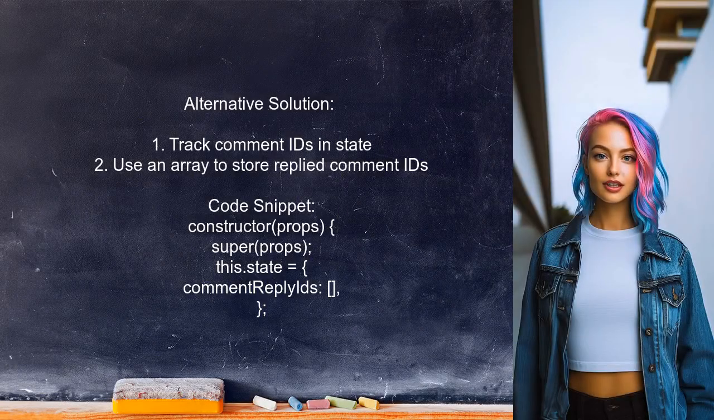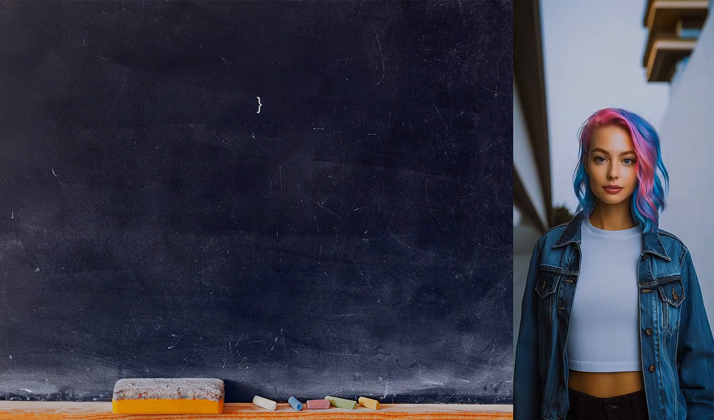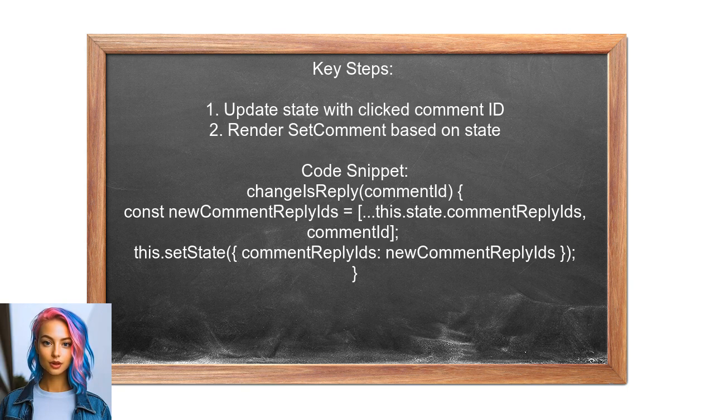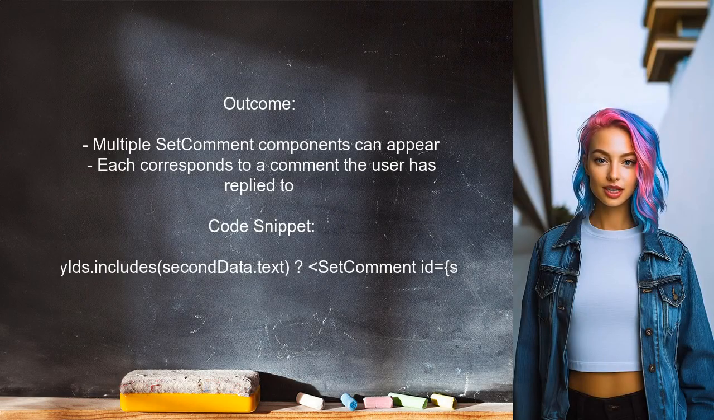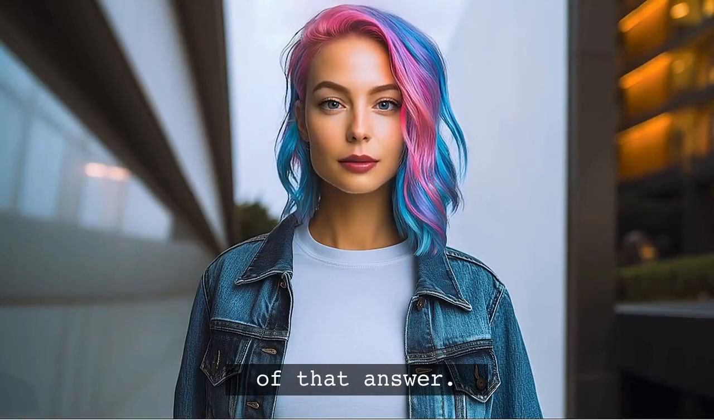An alternative approach suggests tracking which comment should display the setComment component. This user initializes an array in the state to keep track of comment IDs that have been replied to. When the reply button is clicked, the changes reply function updates the state with the clicked comment's ID. This allows the setComment component to render only for the specific comment that was replied to. With this method, multiple setComment components can be displayed for different comments, depending on user interaction. That's the end of that answer. Let's see another perspective.